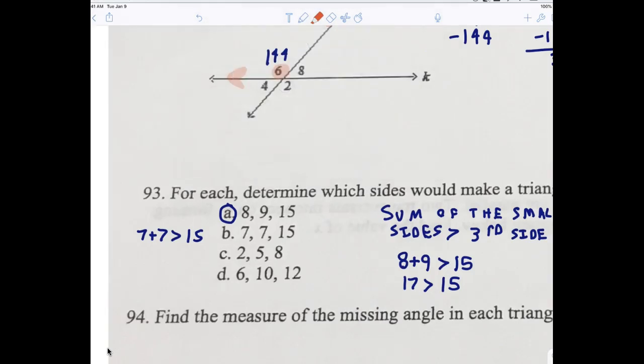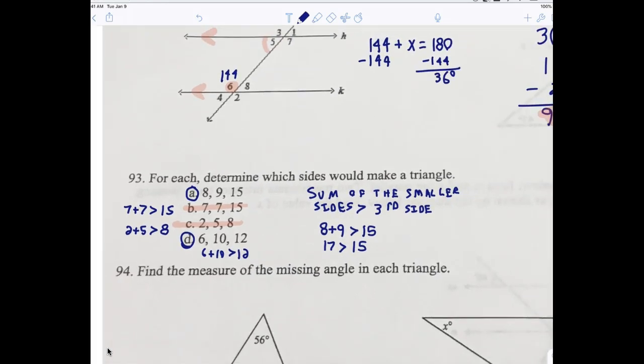What about C? That's false, because 2 plus 5 is 7, not greater than 8. Right? What about D? It can work, because 6 plus 10 equals 16, which is greater than 12. That is exactly correct. So your answers are A and D. But you can't do it unless you know the sum of the two smaller sides is always greater than the third side. Yeah, she never taught us that. Right? That's always true.